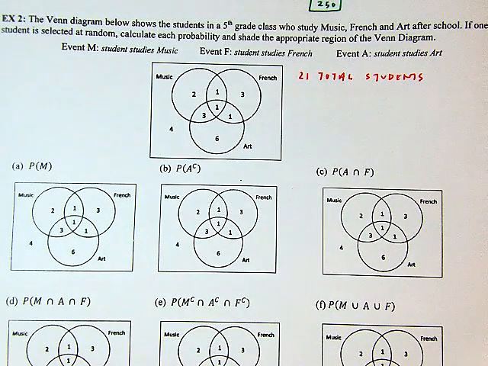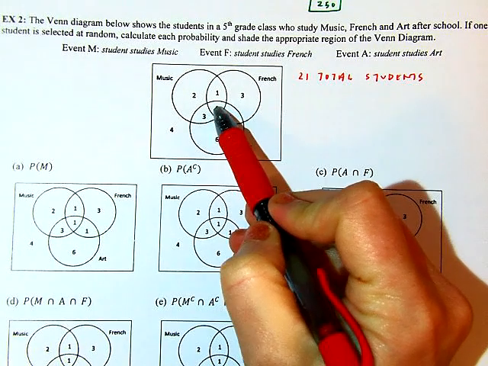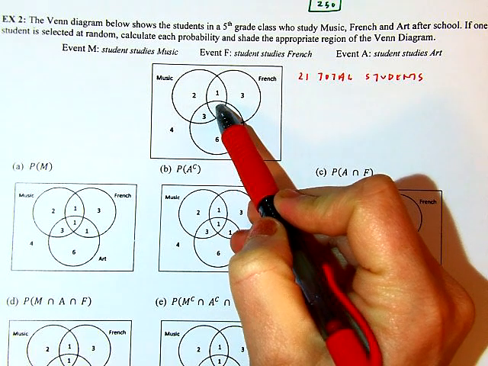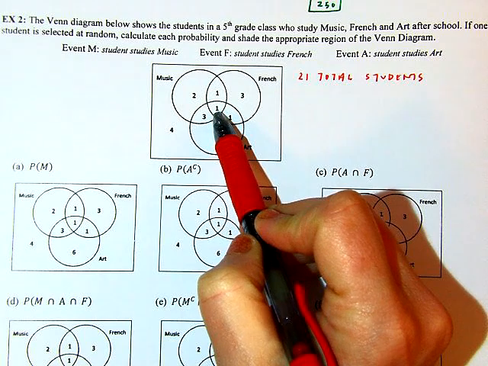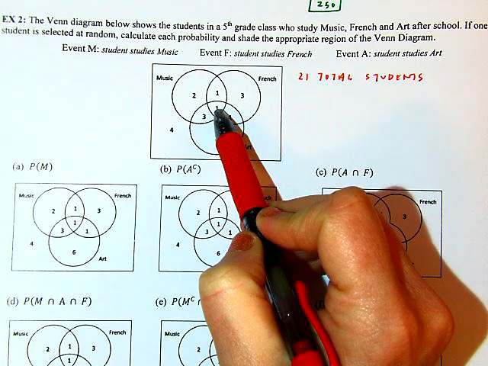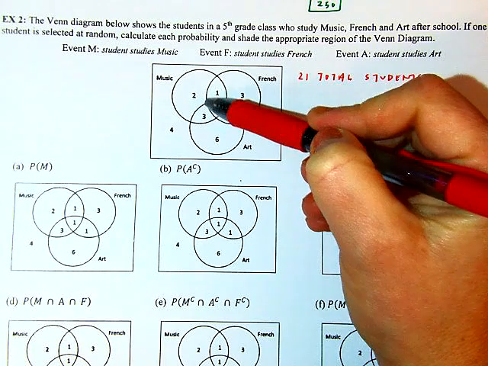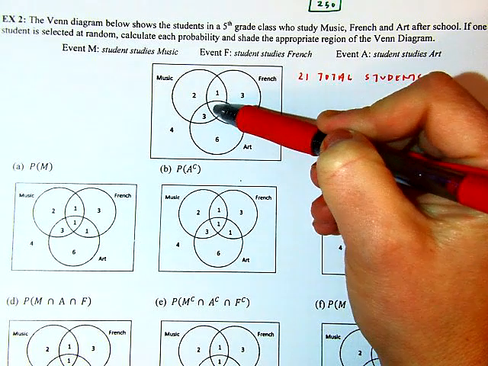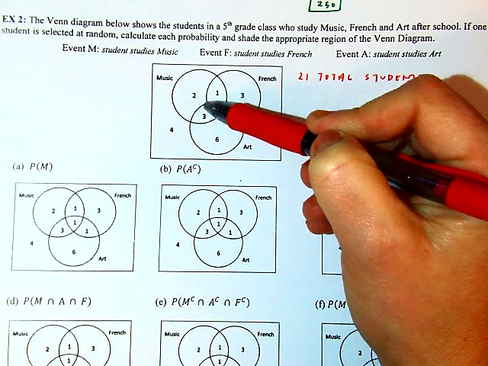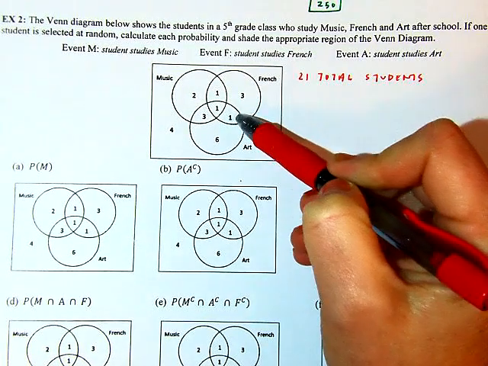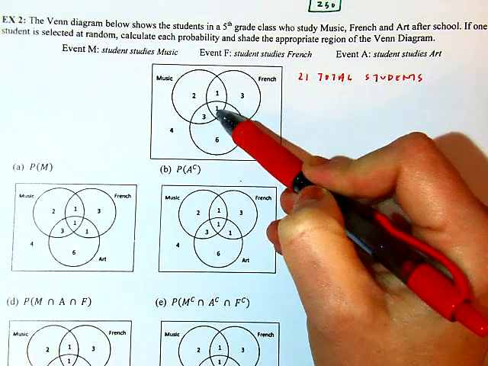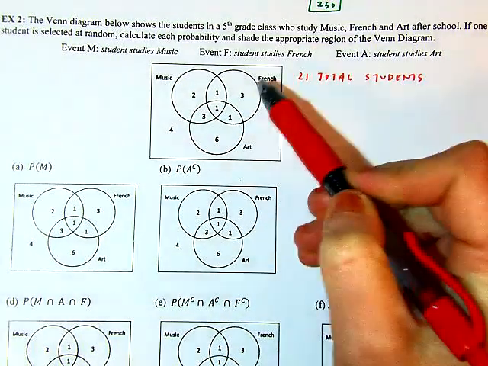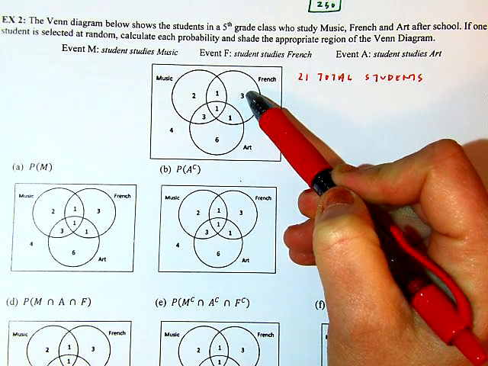Okay, so when we're looking at how these circles intersect, right in here in the center, that's the overlap of all 3 things. So this one individual studies music, French, and art after school. Anything here, for example, this would be individuals who study music and French after school. Over here would be art and French. Here would be music and art. Anything here, right, these 3 only study French.